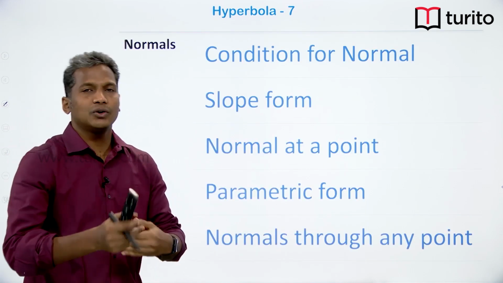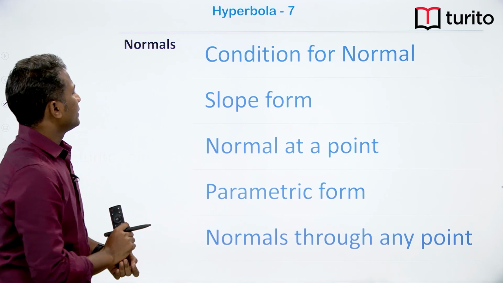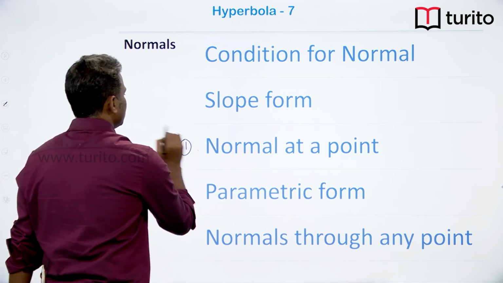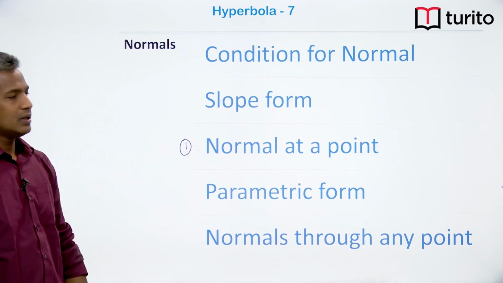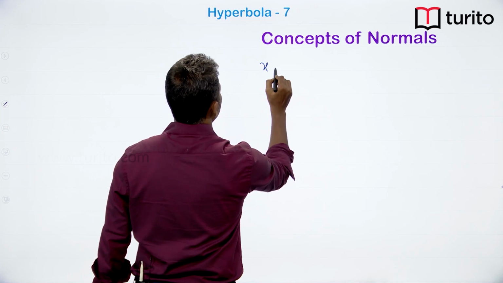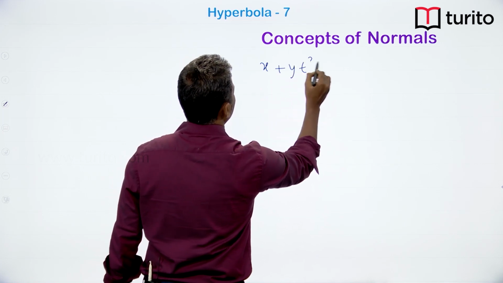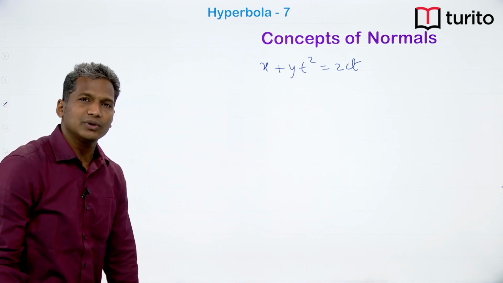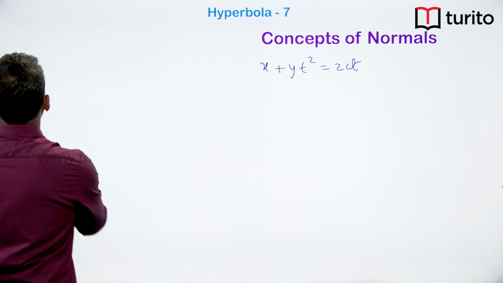Now, let us move on to the normals. Which one do we start with? We always start with normal at a point. Now, we already have the tangent. What is the equation of tangent? x plus yt square is equal to 2ct. Now, what is the pattern to calculate normal? Of course, we know that.